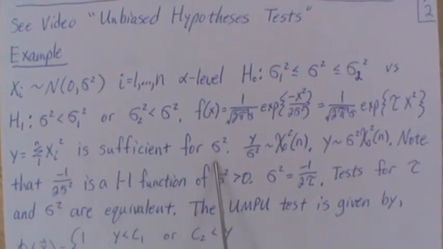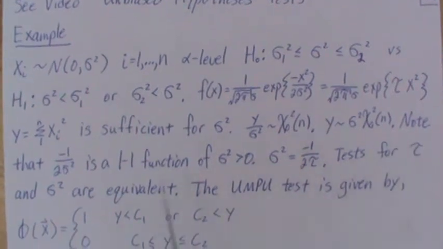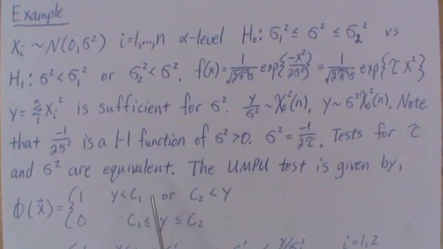Now it's sufficient for sigma squared, but note that y divided by the true variance is a chi-squared random variable with n degrees of freedom. Or you can think of it, if you multiply the sigma squared up, y is distributed a constant times a chi-squared with n degrees of freedom. Now note that minus 1 over 2 sigma squared, which is what this is, is a one-to-one function of sigma squared. You can back solve for sigma squared to be minus 1 over 2 tau. And since they're one-to-one functions of each other, tests for tau and tests for sigma squared are 100% equivalent.